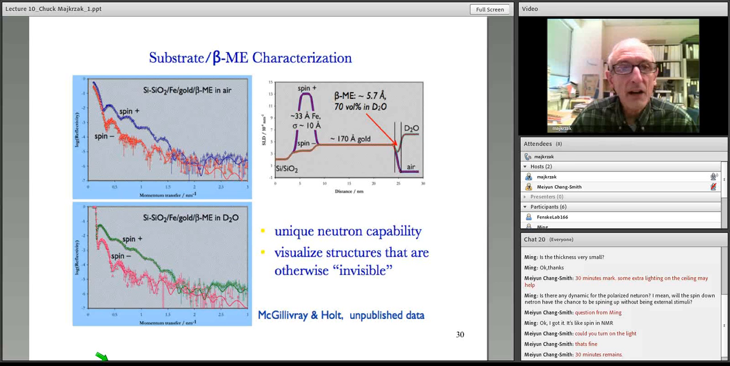Okay, so now here is some current data, or relatively recent data, taken by Duncan McGillivray and Stephen Holt and Anton Le Brun and company at various places. And they show, using an iron reference layer, the difference between spin up and spin down, with the data collected in both air and D2O, for example. And it shows that there is a huge difference in the spin up and spin down results, so there's a very large sensitivity in this reference system.